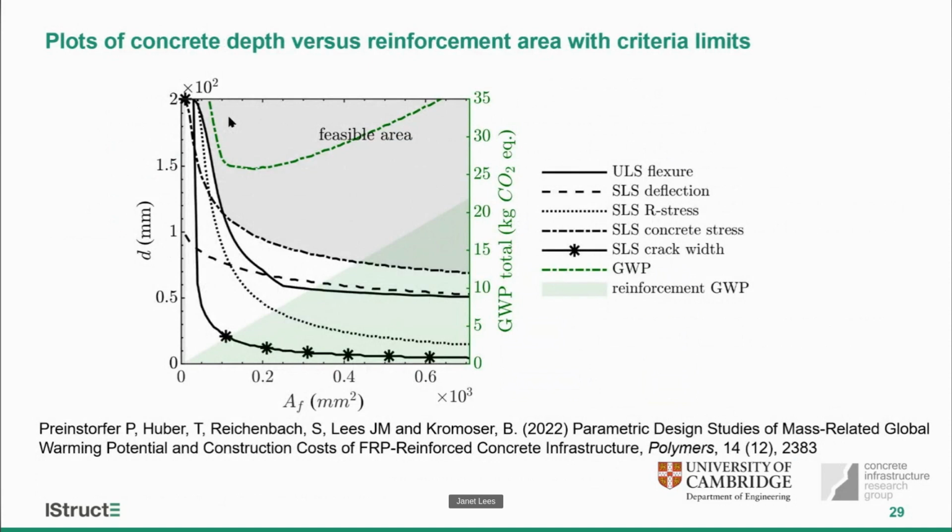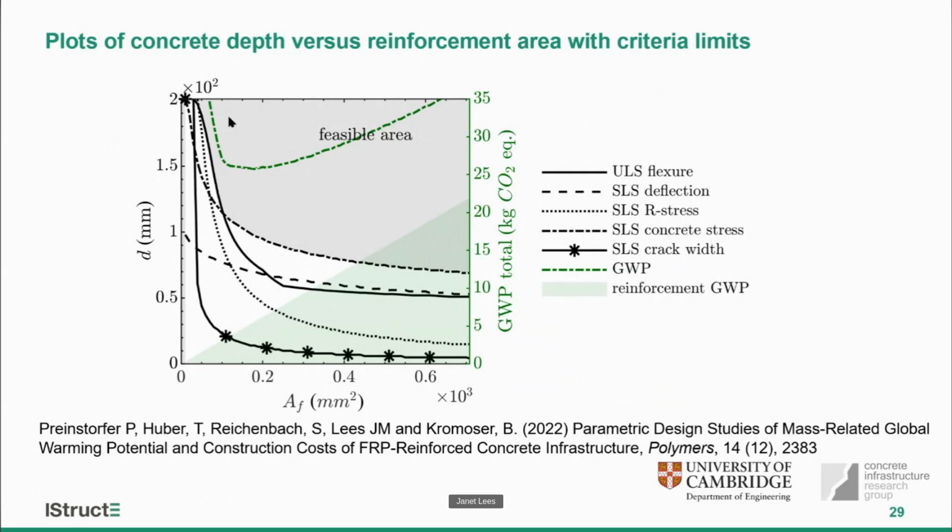And so if we look at plots of concrete depth versus reinforcement area, the vertical axis is depth. So this in effect is the thickness of that retaining wall. And in effect, if we come down on this axis, we're using less concrete. If we go up on this axis, we're using more concrete. The horizontal axis is the area of reinforcement. So again, if we're going to my right on this, in effect, we're using more reinforcement area.